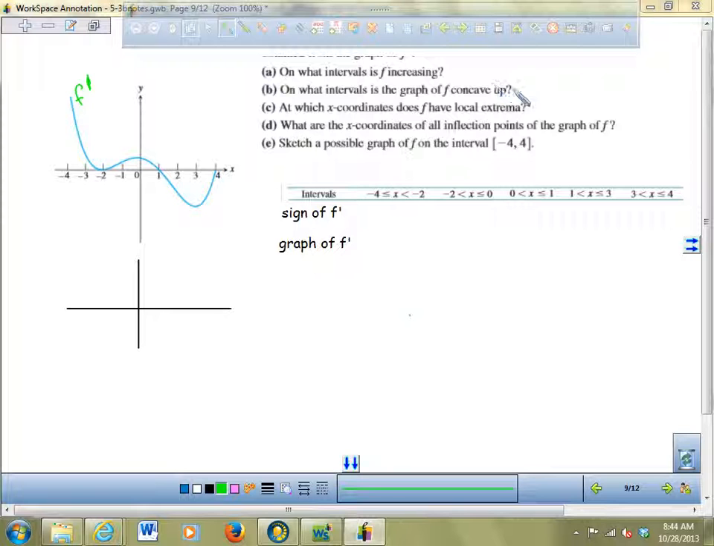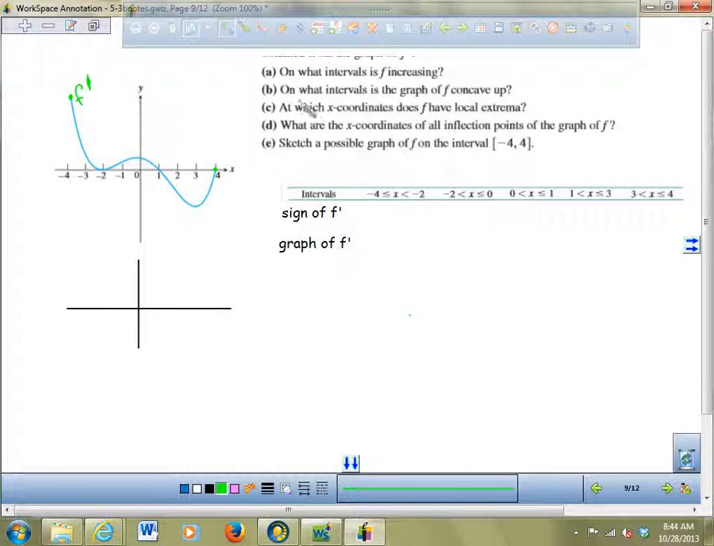On what intervals is the graph of f concave up? And where does it have local extrema? What are the possible x-coordinates? So they set you up with this little table, because these seem to be all the interesting points from -4. This is a closed interval, which means it starts and ends.